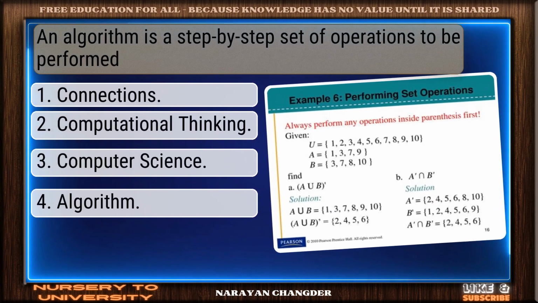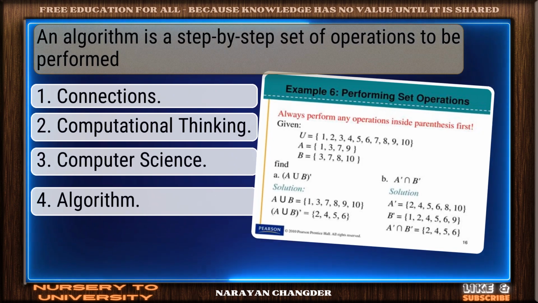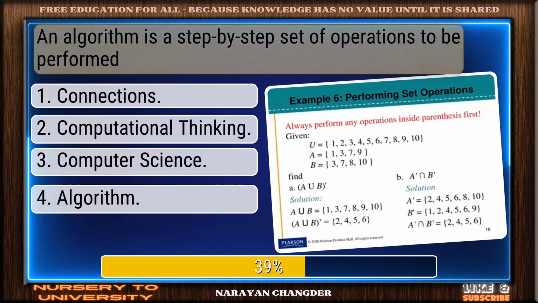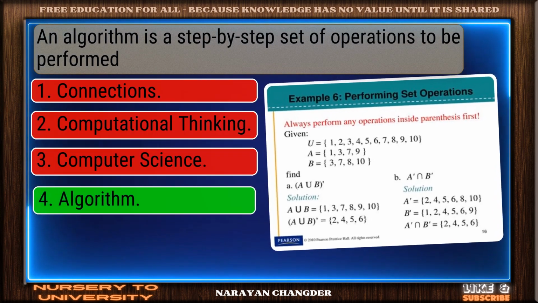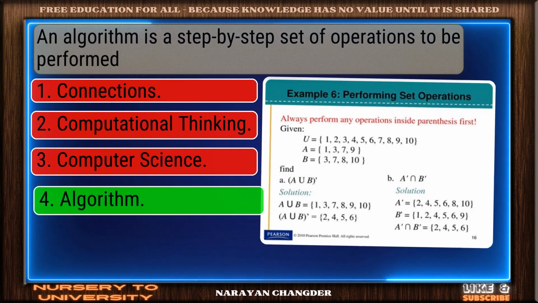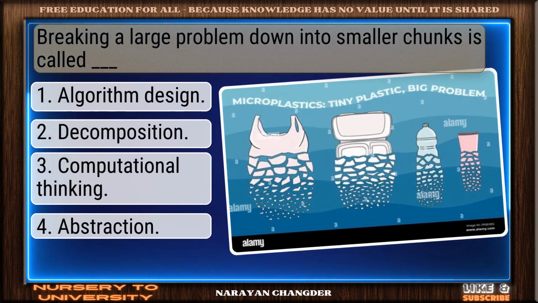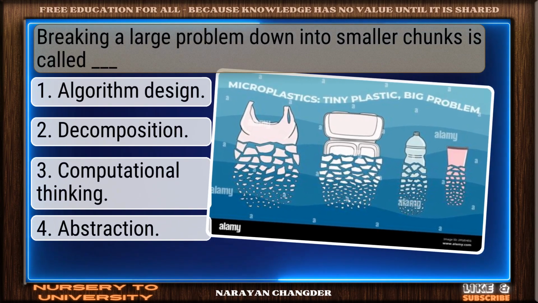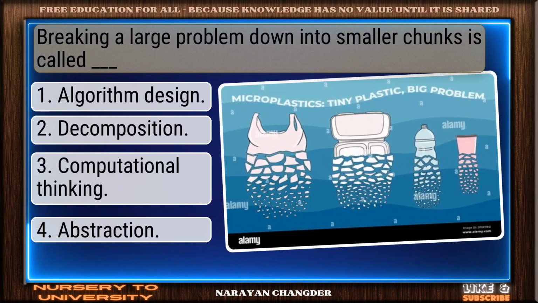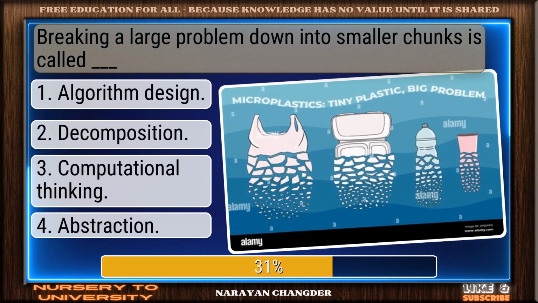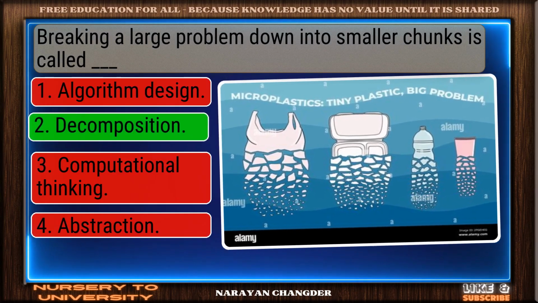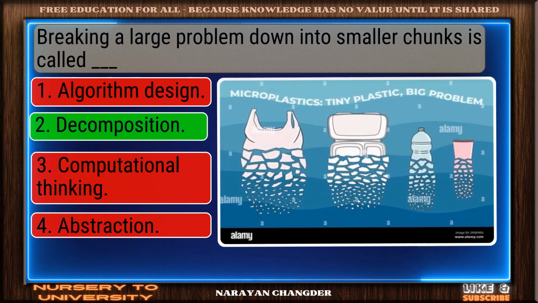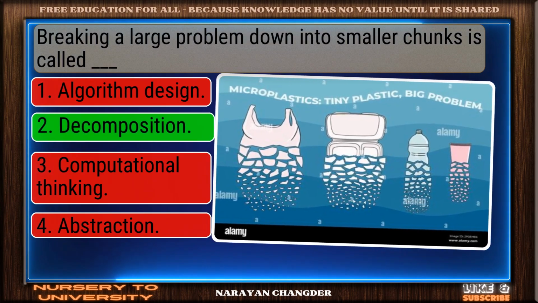Question number 9. An algorithm is a step-by-step set of operations to be performed. Well done. Algorithm is the right choice. Question number 10. Breaking a large problem down into smaller chunks is called dash. On track. Decomposition is the correct answer.